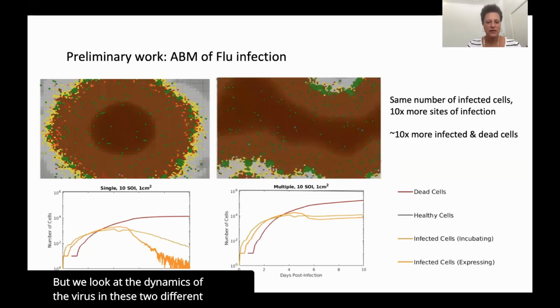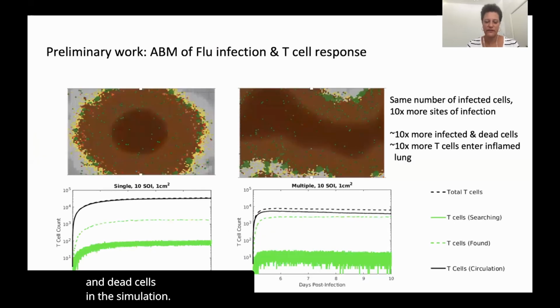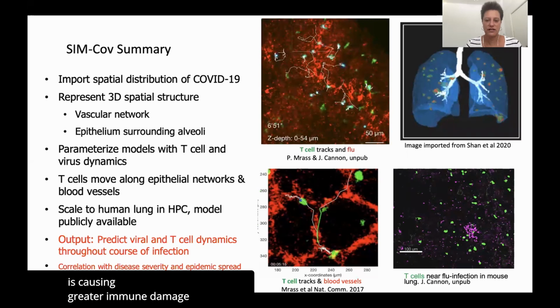But we look at the dynamics of the virus in these two different scenarios where we have the same number of infected cells, but for example, 10 times more dispersion where we have multiple sites of infection, as we see in the novel coronavirus. What we get is nearly 10 times more infected and dead cells in the simulation. We similarly get a huge increase in the number of T cells that are recruited into the lung. This is helpful in controlling the infection because T cells kill infected cells. However, T cells also mediate damage in the lung. And so we are really using this to test the hypothesis that the spatial dispersion of the virus is causing greater immune damage.